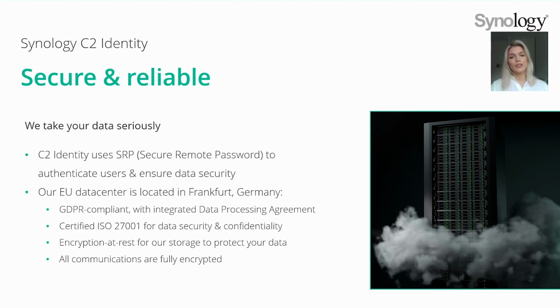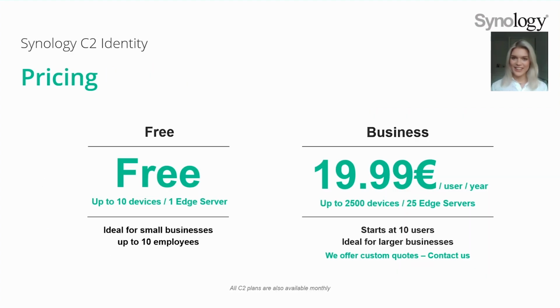Moreover, we provide encryption at rest at our storage, and all the communication between the NAS and C2 Identity is encrypted from end to end. As you can see, C2 Identity is not only efficient, but also completely secure. Moreover, it's also affordable. This leads us to the pricing part. C2 Identity is free for small businesses. If you have up to 10 devices and one Edge server, you don't have to pay for the subscription.